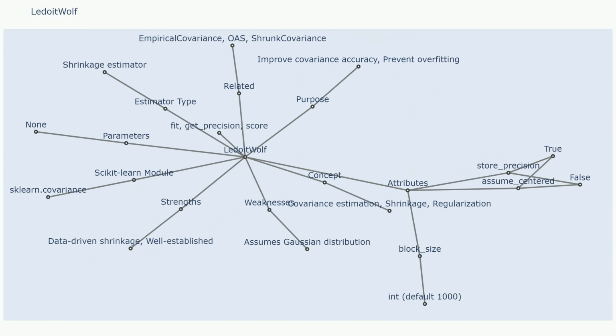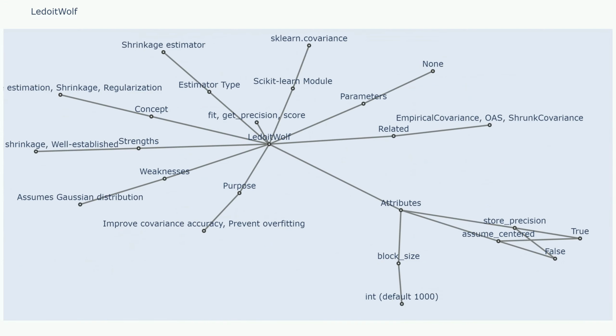data will not be centered before computation. Useful to work with data whose mean is significantly equal to 0 but is not exactly 0. If false, data will be centered before computation. Block size: size of blocks into which the covariance matrix will be split. This can be used to reduce memory usage and speed up computation for large datasets. By default, the entire covariance matrix is used.